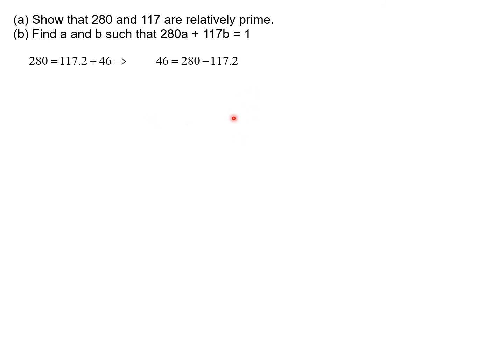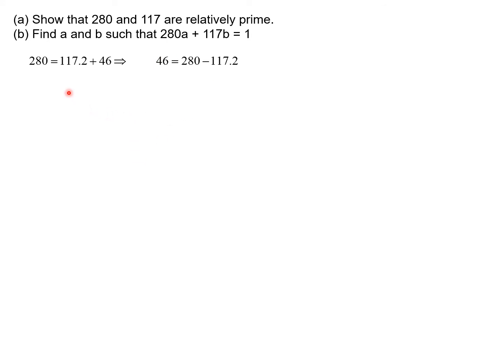For that, we can look for the greatest common divisor. We start off with 280 divided by 117. So it's simply 280 equals 117 times 2, and the remainder is 46. Later on for part B, we need to do the Euclidean algorithm, so we might as well make the remainder the subject of the equation.